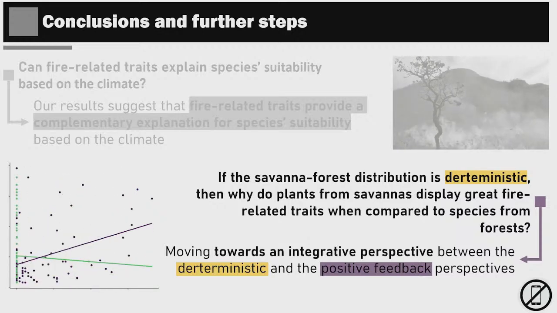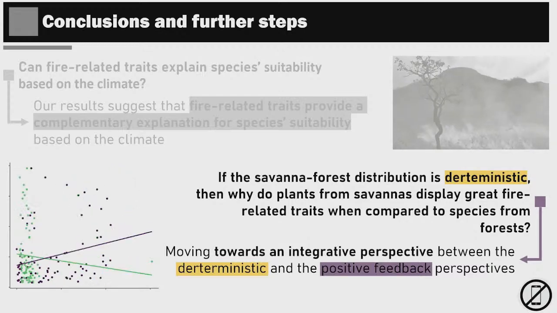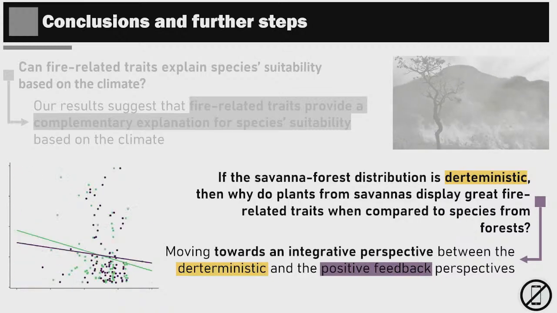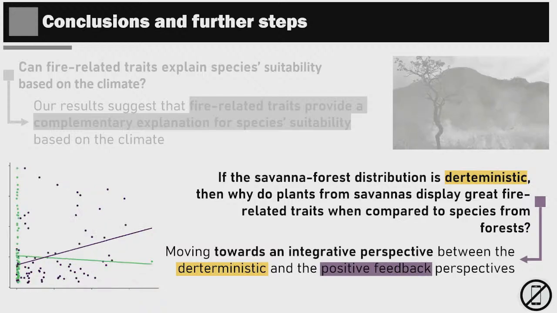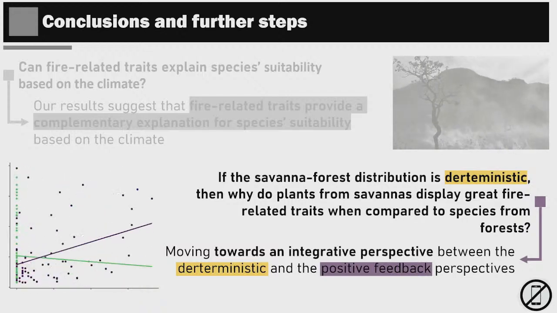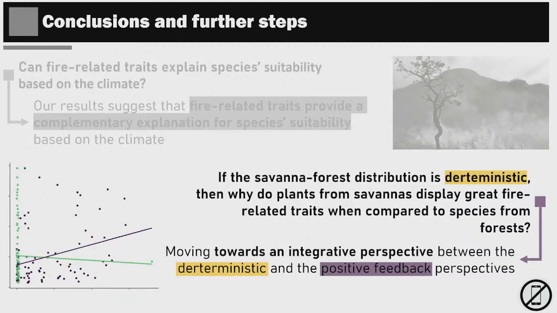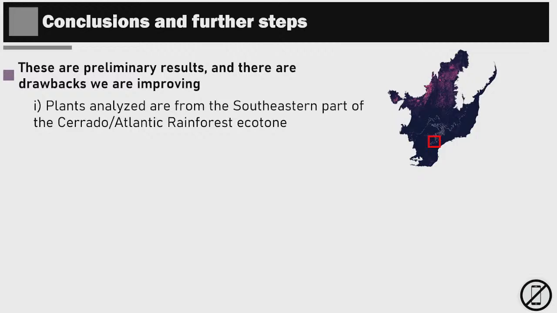And this has been said for a long time, especially by scientists that attended and keep attending this meeting, that maybe we should be moving towards an integrative perspective between the determinist perspective and the positive feedback perspective. Alone, they may not suffice for understanding what's going on in these areas. So these are very preliminary results.